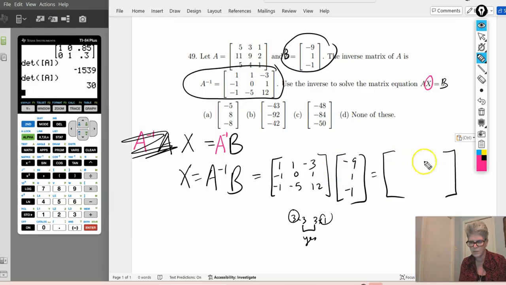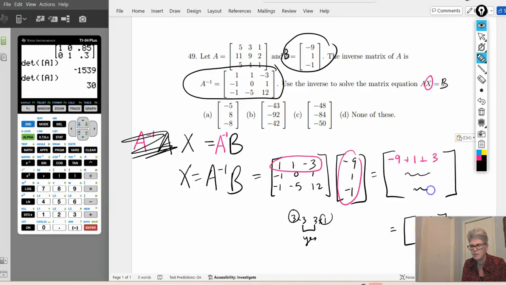So what goes in this first entry? Well, that's row 1, column 1. And I'm going to have 1 times -9 plus 1 times 1 plus -3 times -1. And -3 times -1 is +3. So this is going to be -9 plus 4, which is going to be -5. And then I'll have an entry here and an entry here. But look at the selections. It's going to be that one.